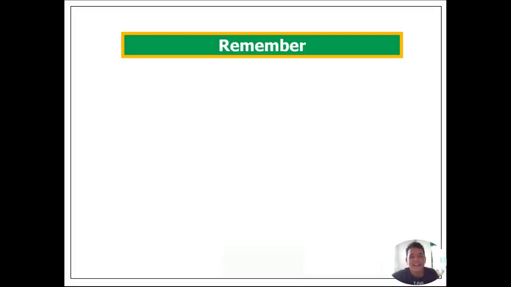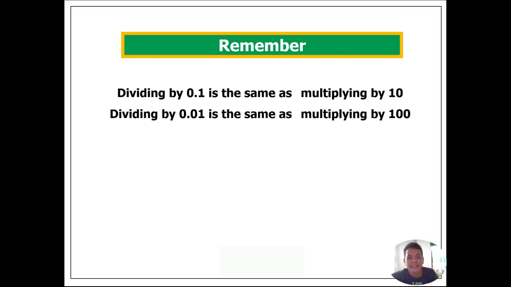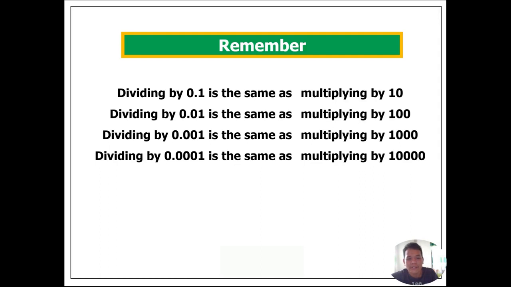And again, these are the things you need to remember, guys. Dividing by 1/10 is the same as multiplying by 10. Dividing by 1/100 is multiplying by 100. Dividing by 1/1000 is the same as multiplying by 1000, and so on.